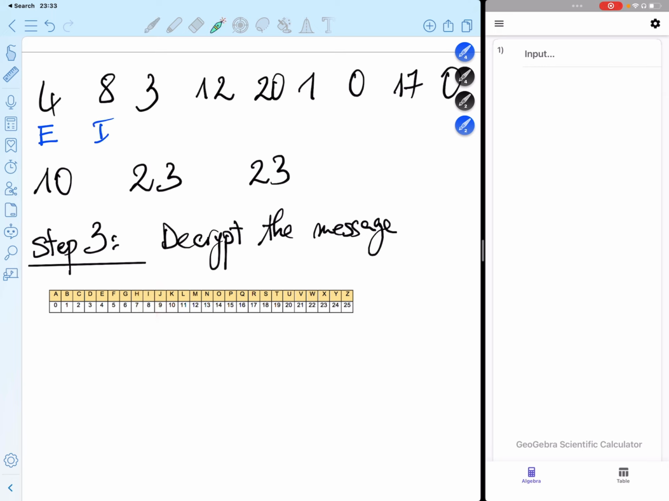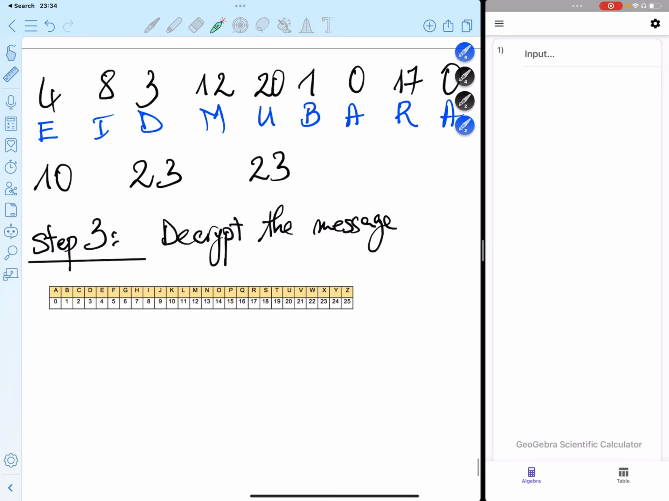Number 3 is D. Number 12 is M. Number 20 is U. Number 1 is B. Number 0 is A. Number 17 is R. Then number 0 is A. Then number 10 is K. Number 23 is X. Number 23 is X again.